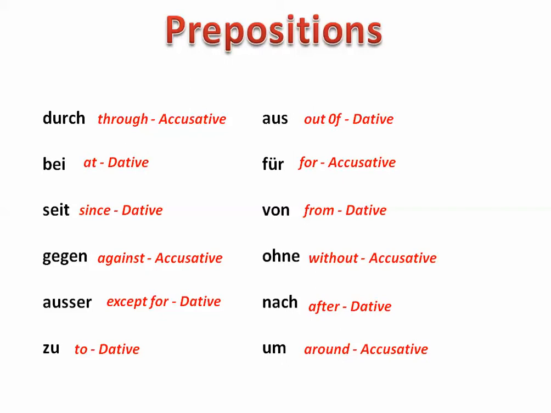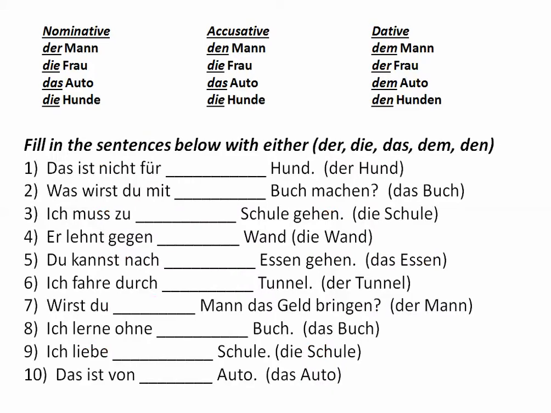Rhymes like durch, für, gegen, ohne, accusative, accusative. Dative, we always just learn with a waltz, for example. Aus, außer, bei, mit, nach, seit, von, zu. So these are just little ways to help you remember the prepositions.